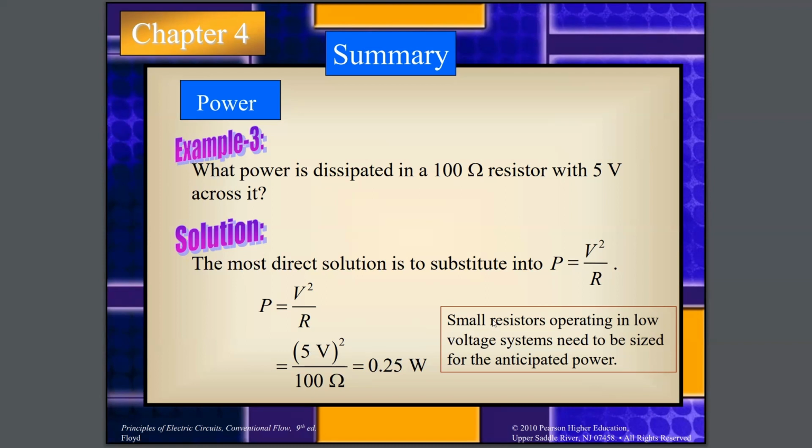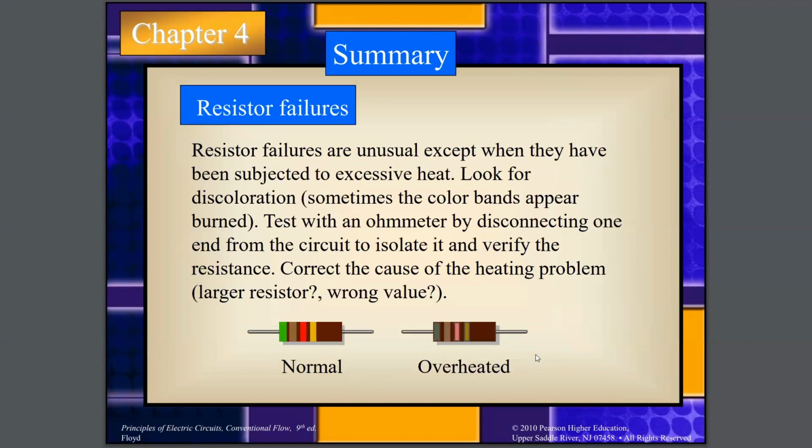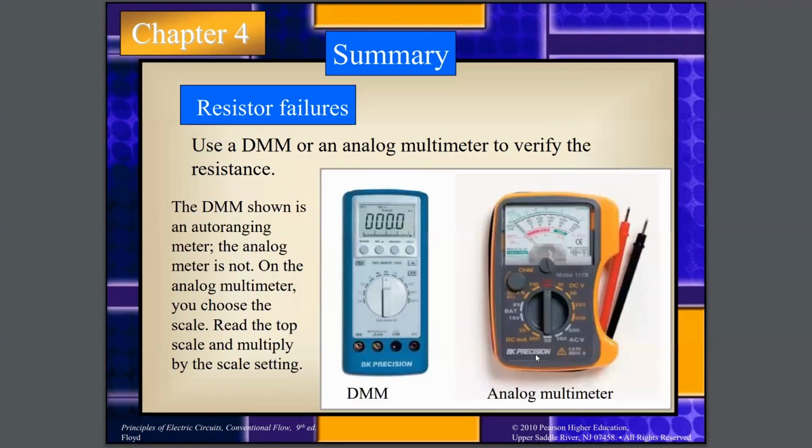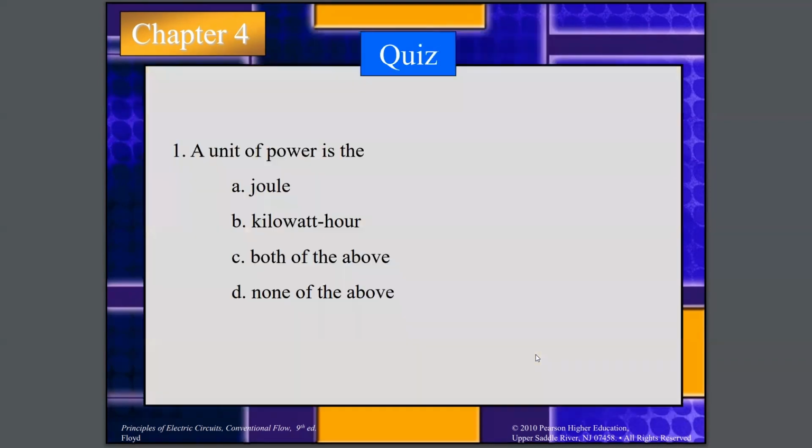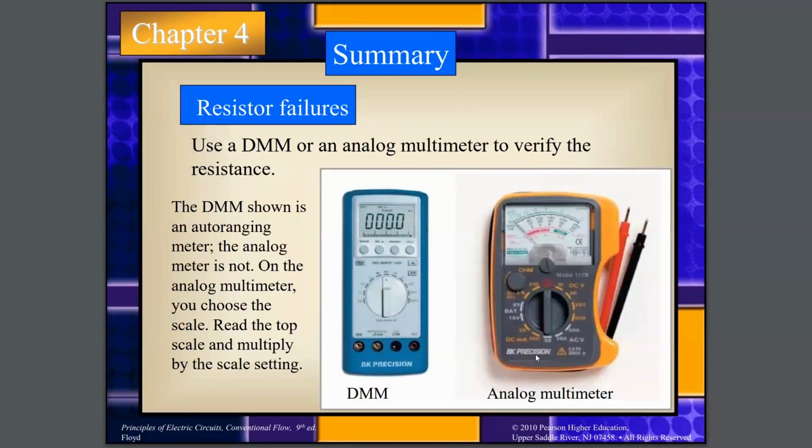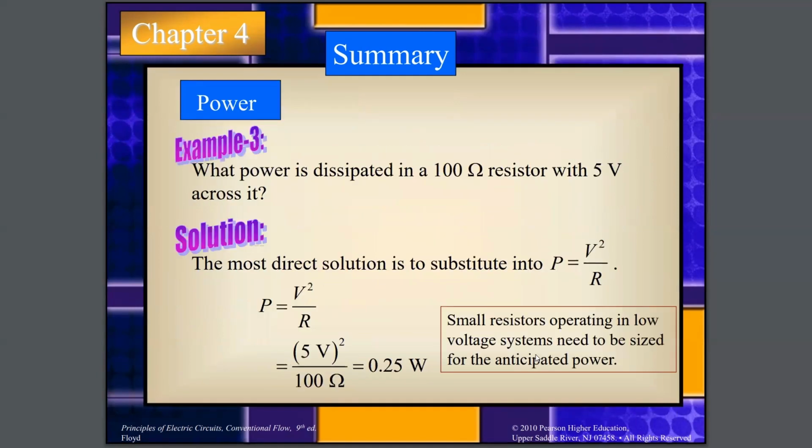Here we say small resistors operating in low voltage systems need to be sized for anticipated power. What does that mean? All resistors, I think we have a picture here. Hold on. Okay, the picture is not there. So, small resistors need to be sized for the anticipated power.